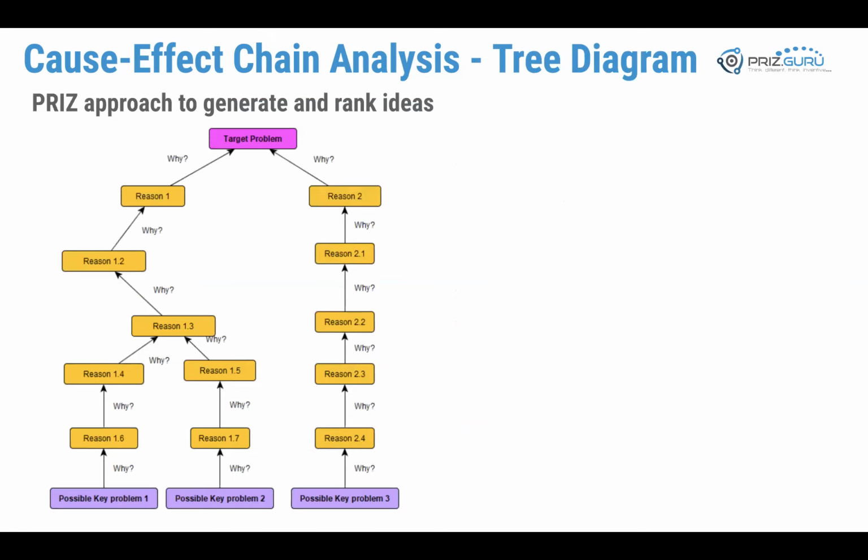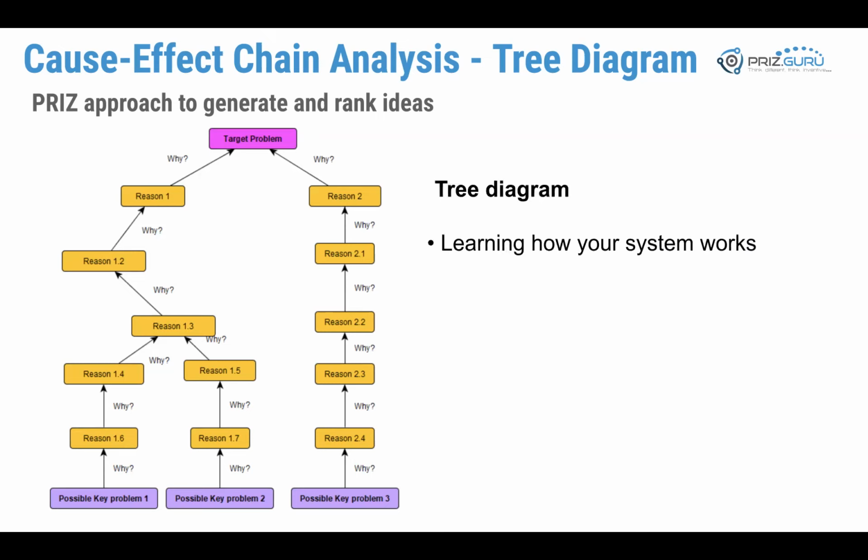Now, the other approach for analyzing a cause and effect chain is a tree diagram. This is a much more holistic view of a system. It also helps us to find the root cause. Conceptually, it's very similar. We still need to answer the question why, but we allow ourselves to have a tree. So instead of having only one single reason for the problem, we can have two or many more potential reasons for the problem.